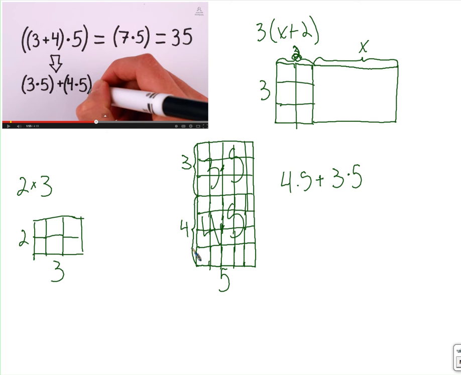3 plus 4, right? That's 3 plus 4. So this side is like 3 plus 4, except it's x plus 2. Okay. Now, what's the area of this rectangle? 6. 3 times 2. Okay, so there's a 6.